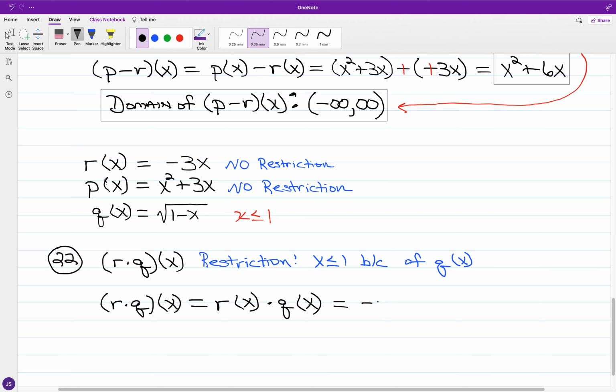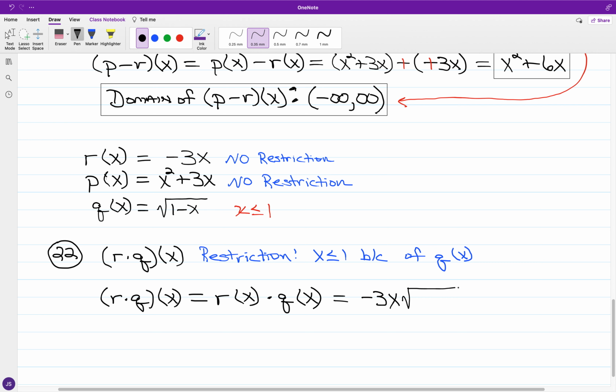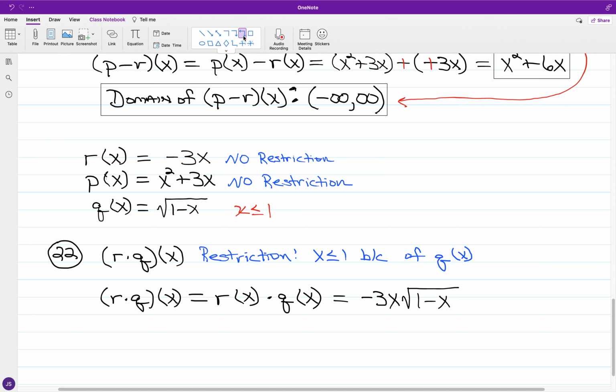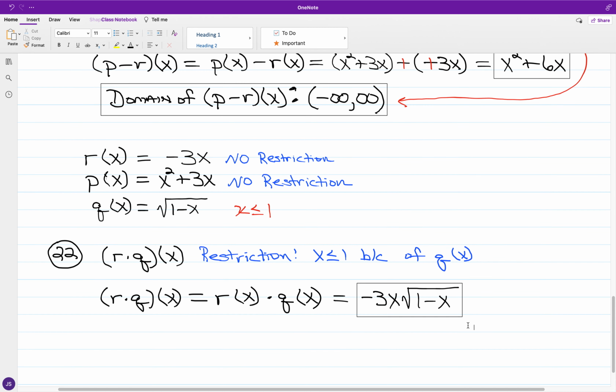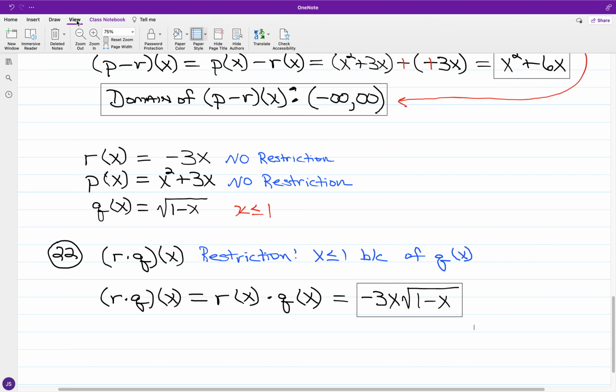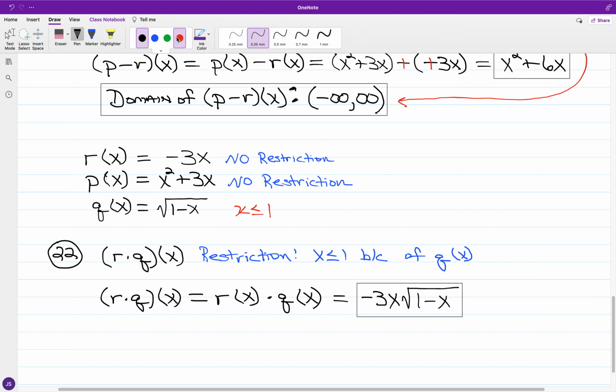R of x we have negative 3x, and for q of x I have the square root of 1 minus x, and this expression is already in simplified form, or at least as much as you can do, because I cannot distribute directly like x over the square root of 1 minus x. So I have a radical as opposed to parentheses around 1 minus x. Okay, so just filling in, this is going to be the result for r times q of x, and we have the restriction that x is less than or equal to 1.